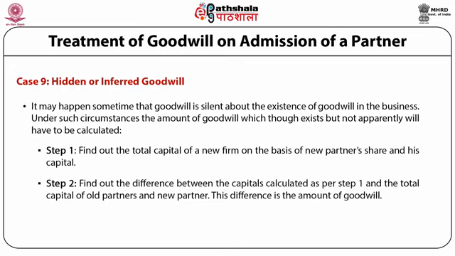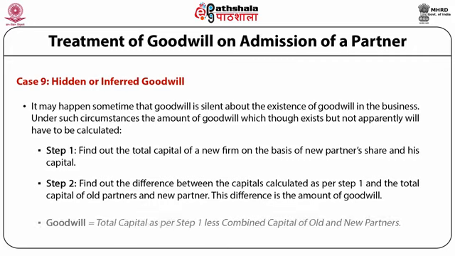Second step, find out the difference between the capital calculated as per step one and the total capital of the old partners and new partner. This difference is the amount of goodwill. Goodwill is the total capital as per step one less the combined capital of the old and new partners.